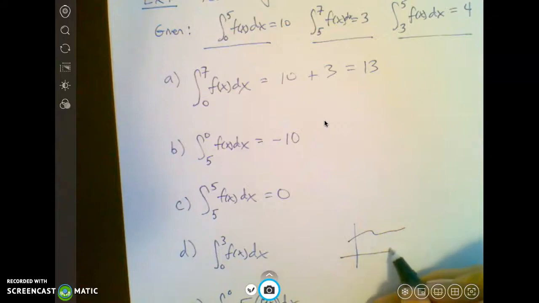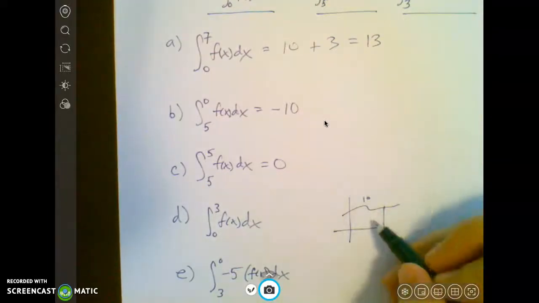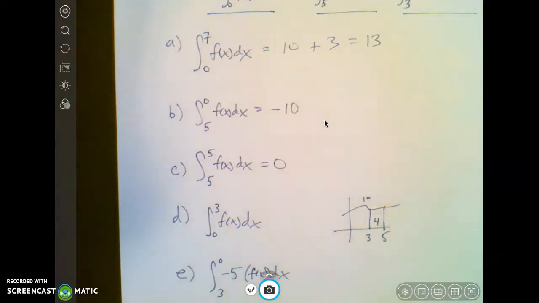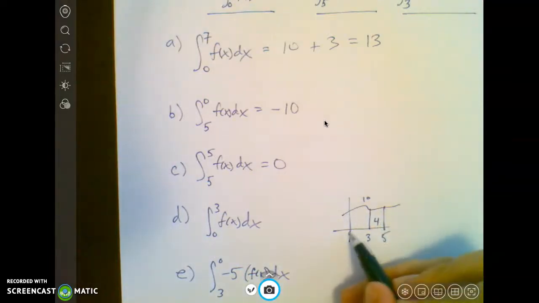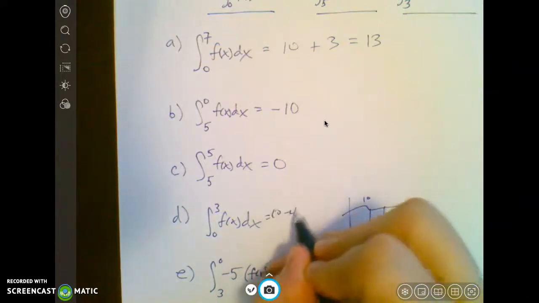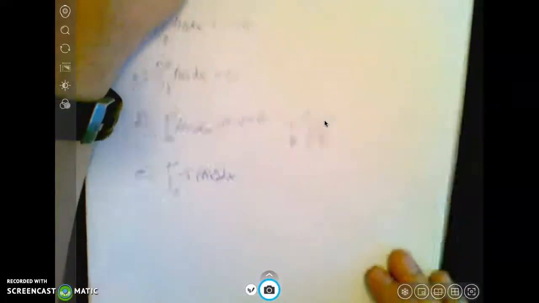Here's from 0 to 5. You have an area of 10, right? Imagine that area. And then from 3 to 5, you have an area of 4. So it's basically 0 to 3 is the part you care about, and it's just 10 minus 4 is 6. So it's good to get a visual in your head of all these.